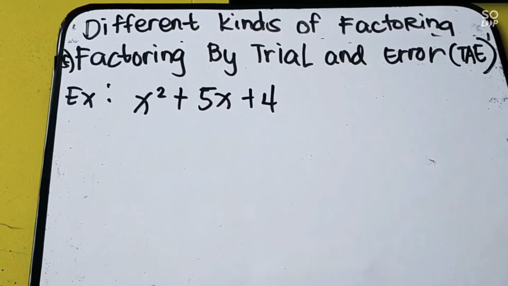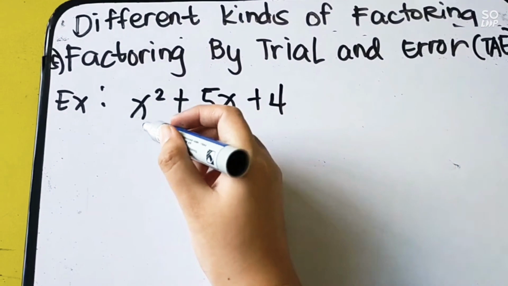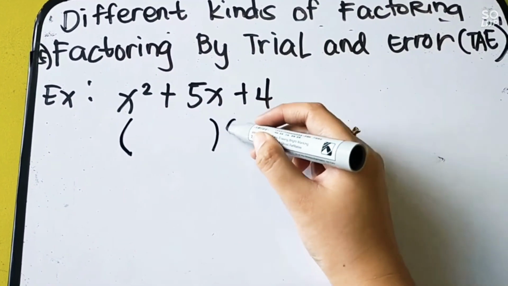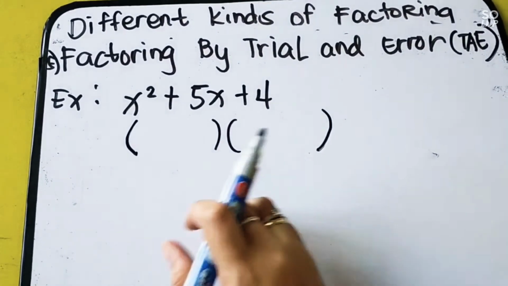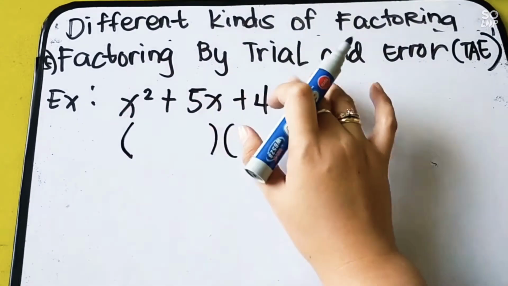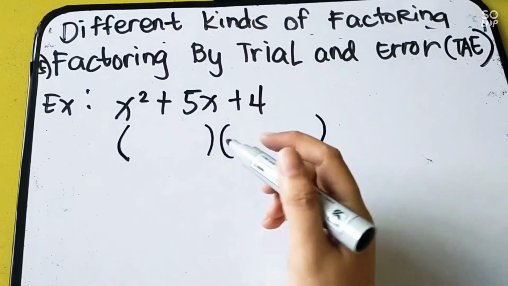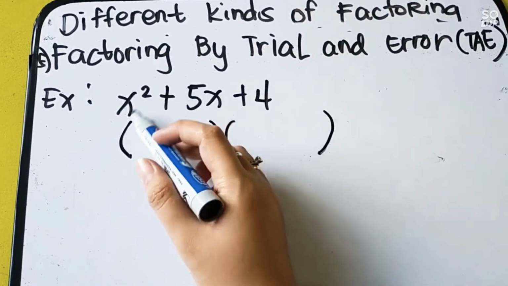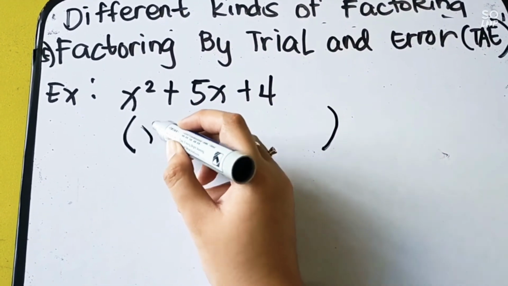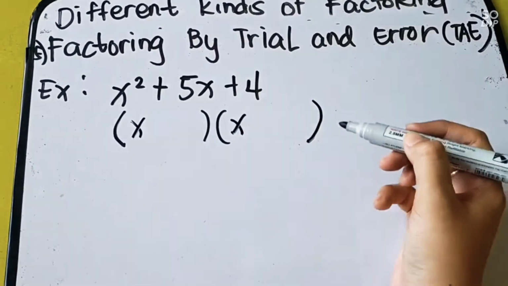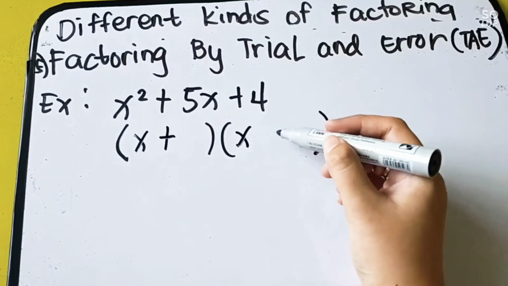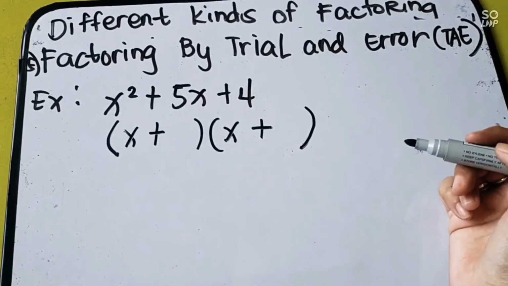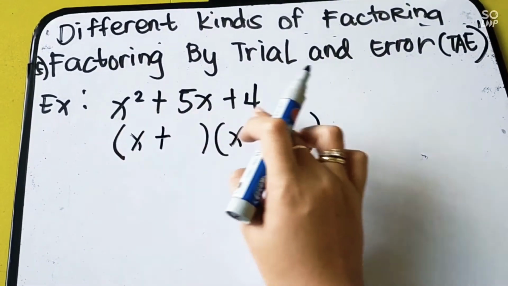So, pa-factor natin si x squared. Magta-try tayo ng mga factors kung saan tatama ang multiplication natin, yung kanyang FOIL method to this trinomial. So, we have the factor of x squared is x and x. Okay? Since positive naman yan lahat, plus sign ang gagamitin natin lahat. Wala tayong magiging negative kasi positive siya lahat.